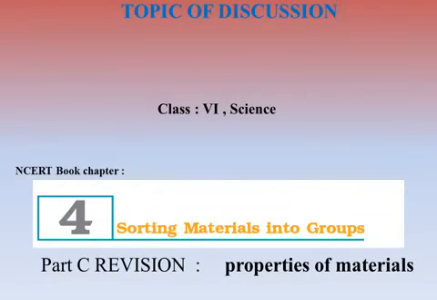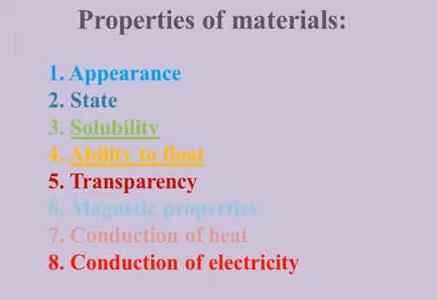Today we are going to discuss the properties of materials. This is the third revision class from the chapter sorting of materials into groups. That is chapter 4 from your NCERT Science book. So let's begin. We have already discussed in the previous slide the appearance and state, these two properties of materials. So today we are going to discuss other properties of materials.